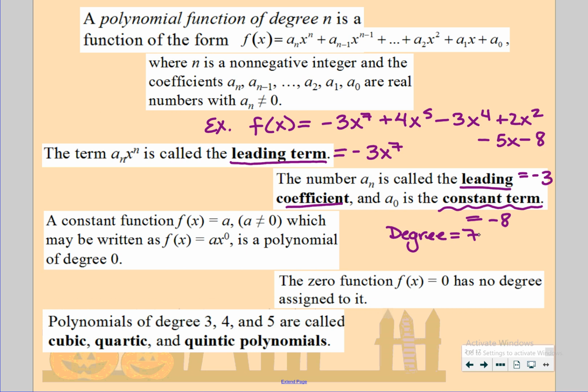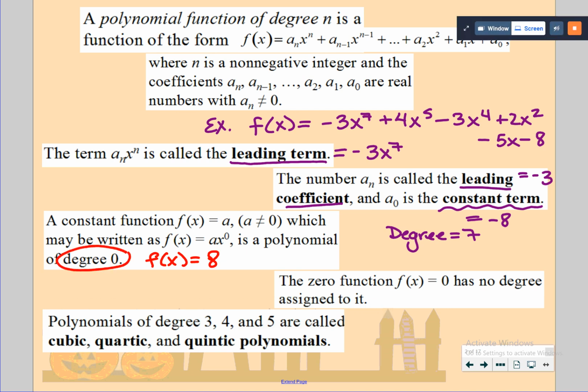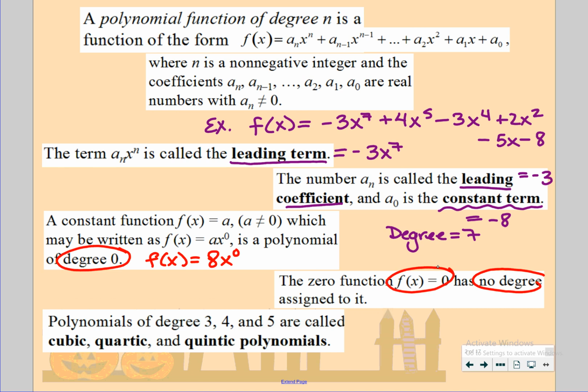We have a couple special cases. If you have a horizontal line, like f of x equals 8, just making something up there, y equals a number, horizontal line, the degree is 0. Because I can put an x to the 0 at the end of it if I want to. Anything to the 0 power is equal to 1, so that doesn't change it. The only one that has no degree is f of x equals 0. That is the only polynomial that has no degree.